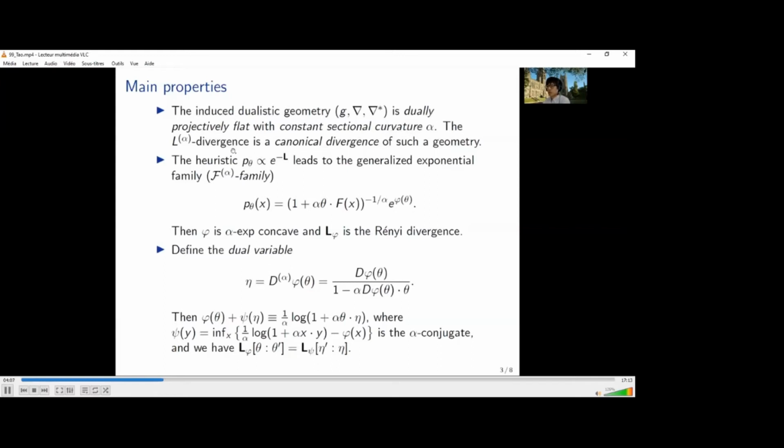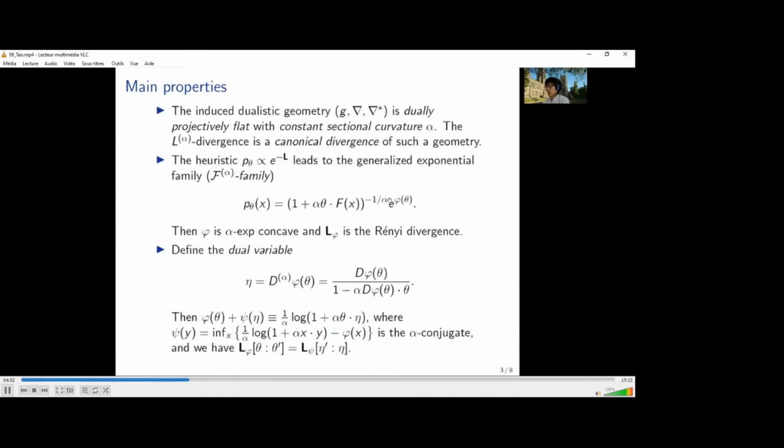And this L alpha divergence also plays a role in probabilistic modeling. Consider the heuristic, which is that I consider a probability density which is proportional to e to the minus of the L alpha divergence. You can think of this as a generalization of exponential family, and in particular the normal distribution where you have minus of the squared distance here. If you plug in the L alpha divergence, it leads to a generalized exponential family or a deformed exponential family that I call the F alpha family, and it looks like this.